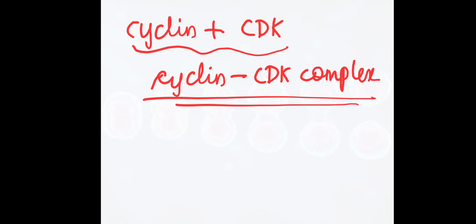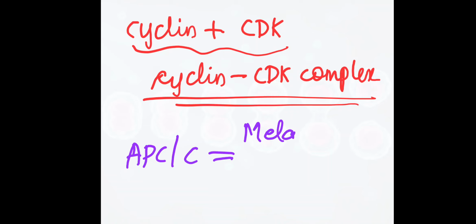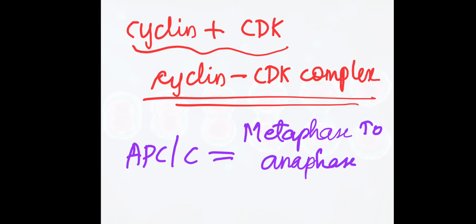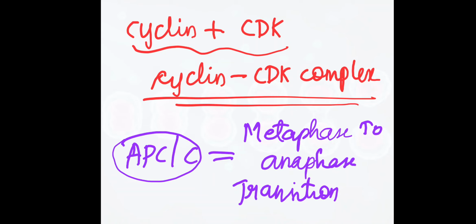Okay, there is another separate regulatory protein complex known as APC/C, which initiates the metaphase to anaphase transition. It is the controlling complex APC/C which initiates the metaphase to anaphase transition, which will be learnt later. So this is also a control system.